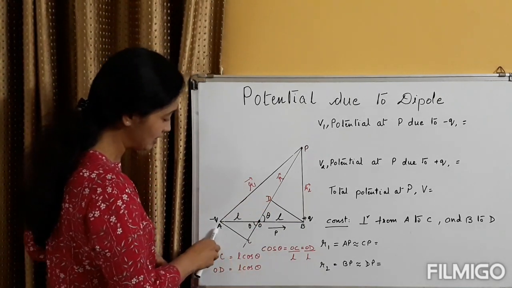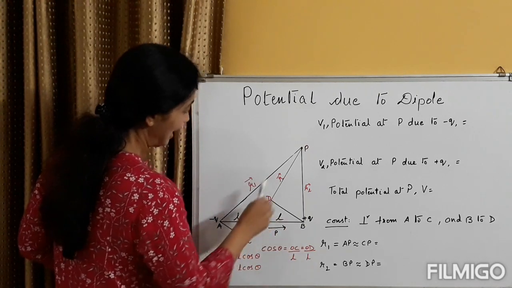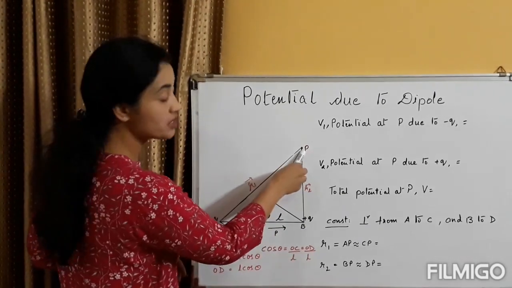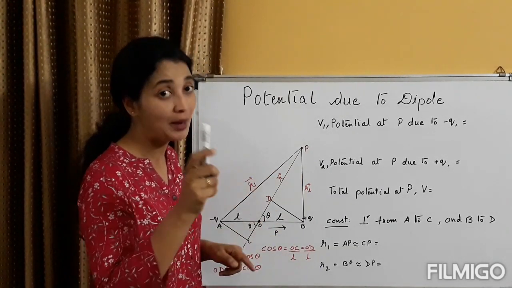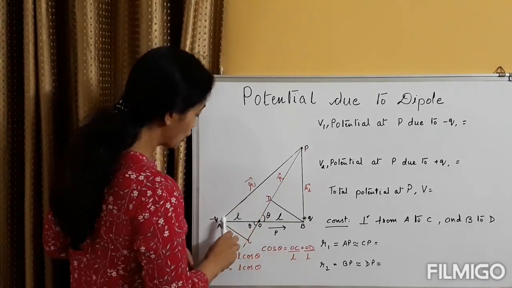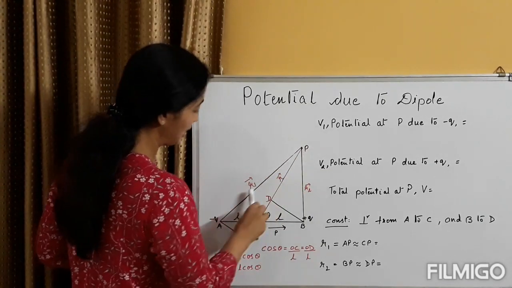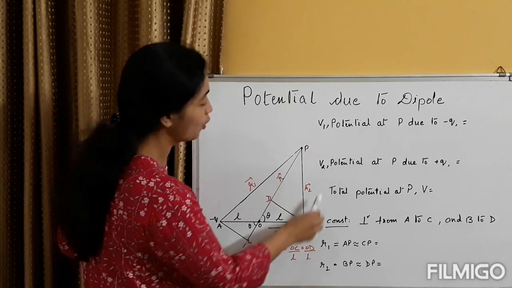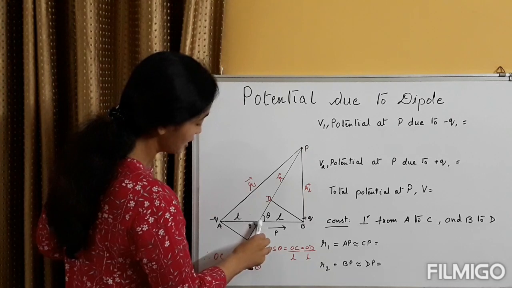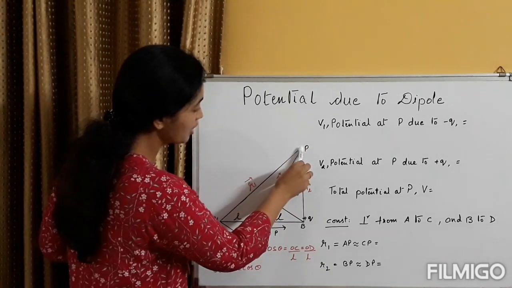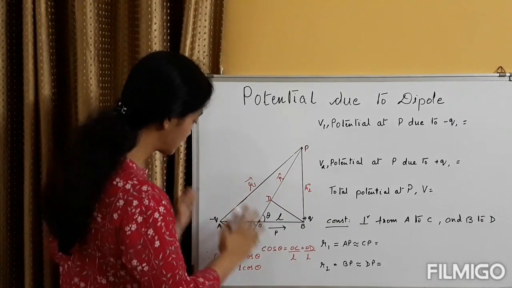So we have minus q at A and plus q at B, separated by distance 2L, and P, as usual, is our observation point at which we are trying to find the total potential. Remember, potential is a scalar quantity. The distance between minus q and P is R1, and the distance between plus q and P is R2. The center of the dipole is denoted by O, and the distance from O, the center, to the observation point is the position vector R. By now you remember these things.